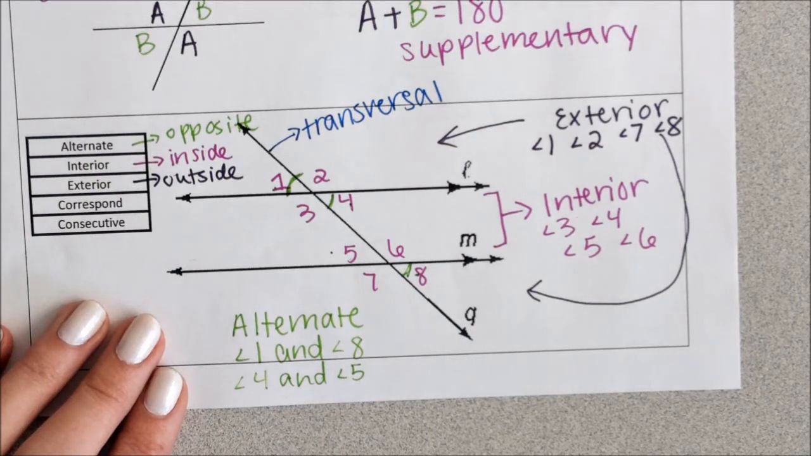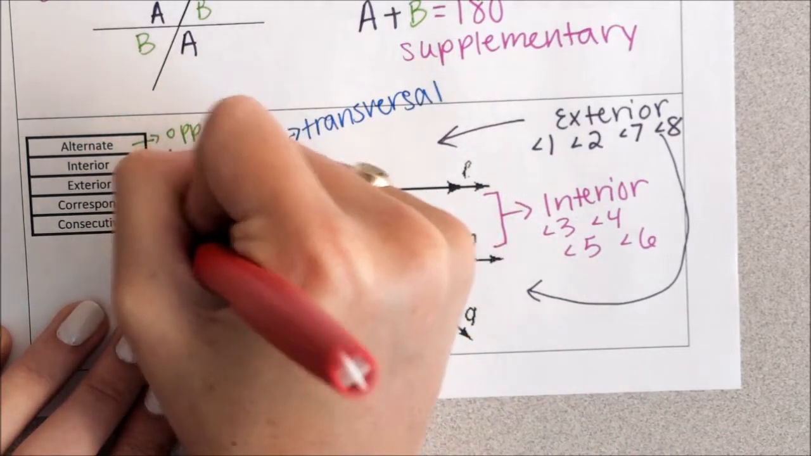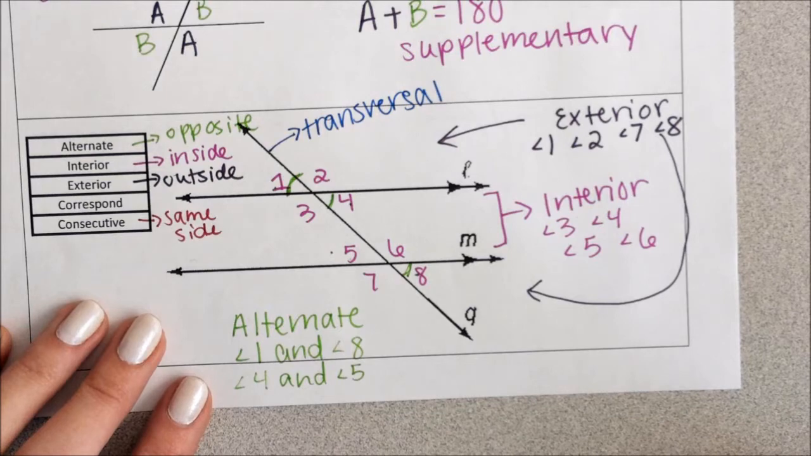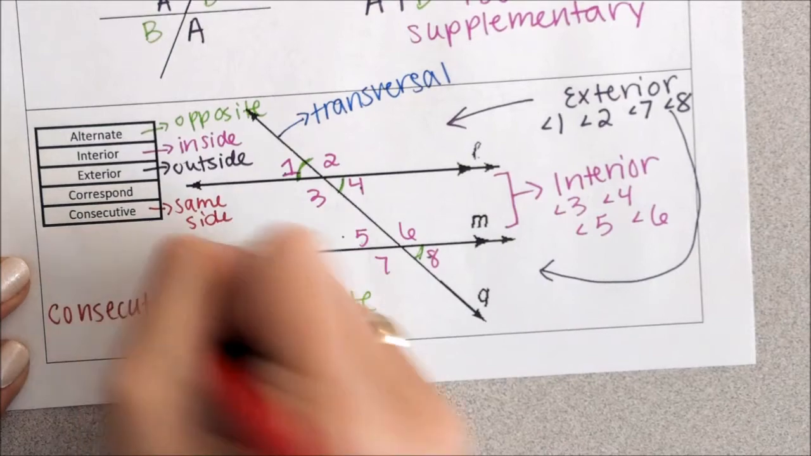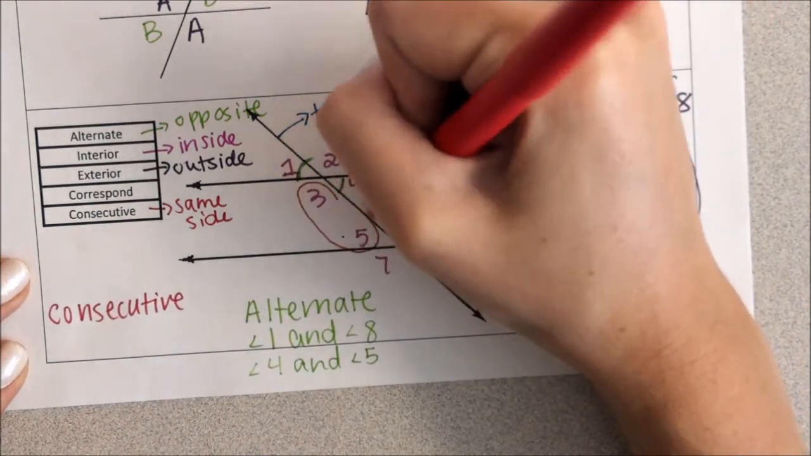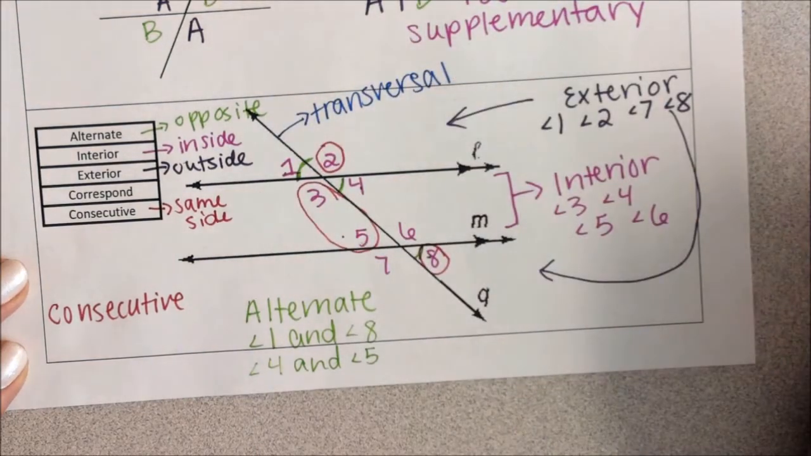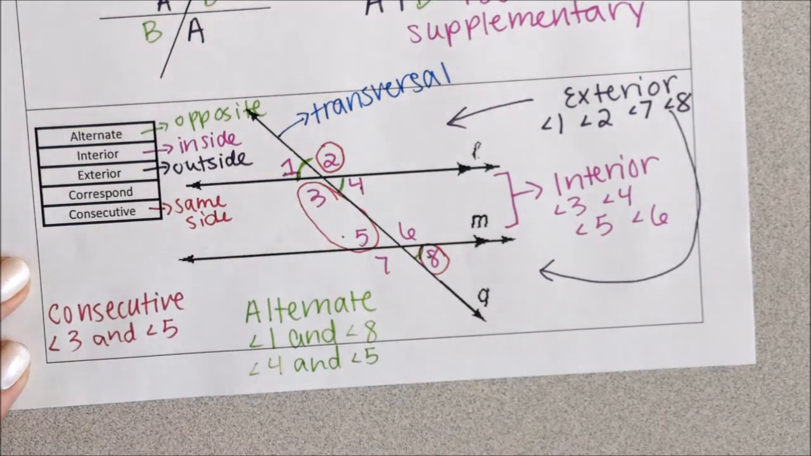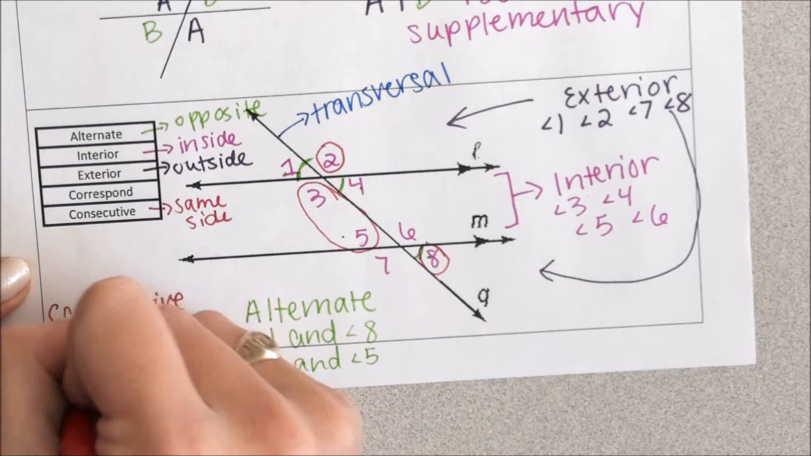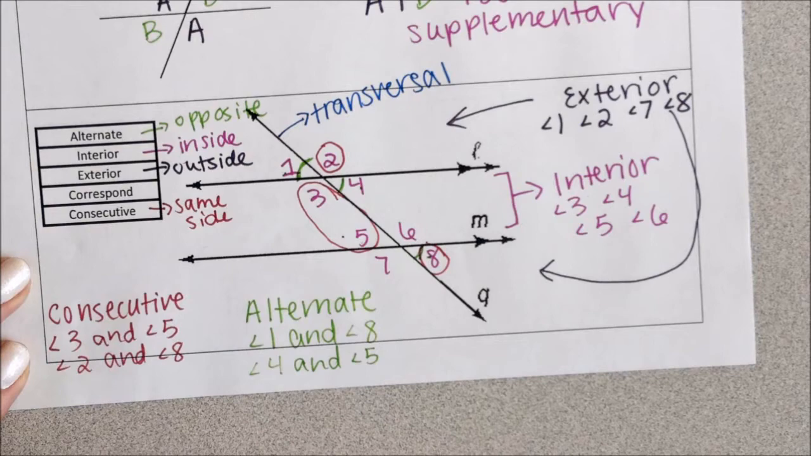So the opposite of alternate is when we have consecutive, so that is going to be same side. So our consecutive angles, I'm going to write that over here, are going to be like these two here when they're on the same side, or these two on the same side. So angle 3 and angle 5. And then the same side, angle 2 and angle 8. So all of these are just different examples for these names.